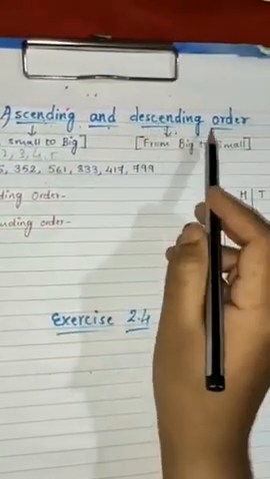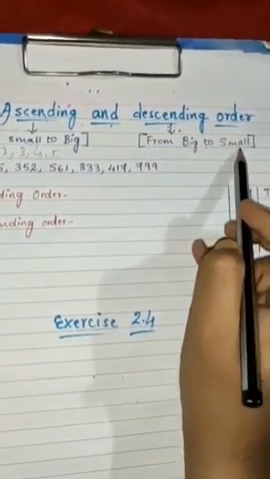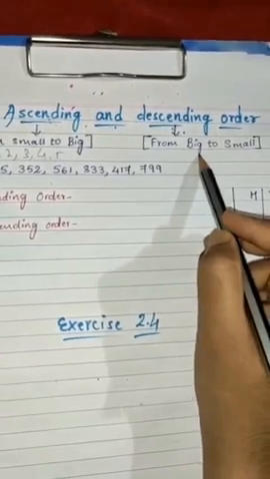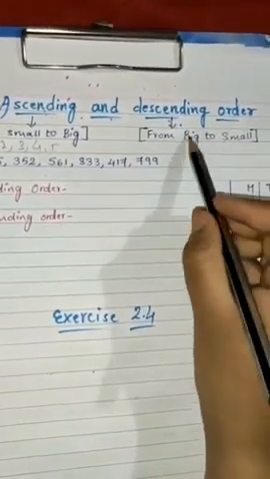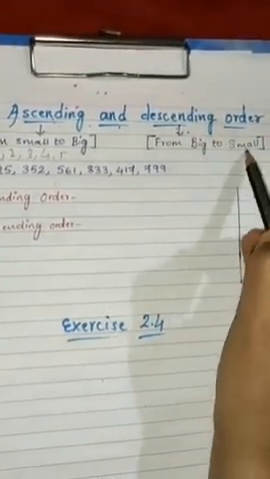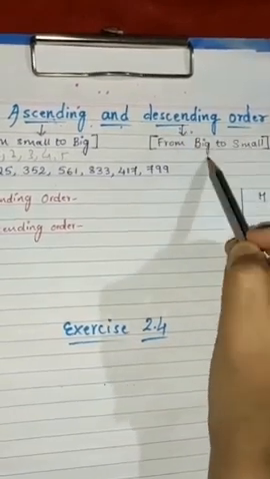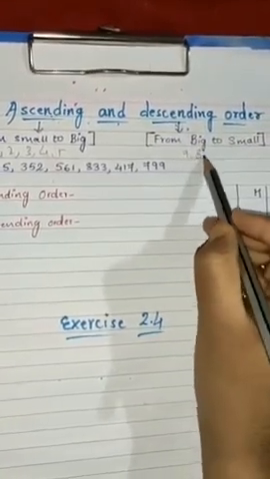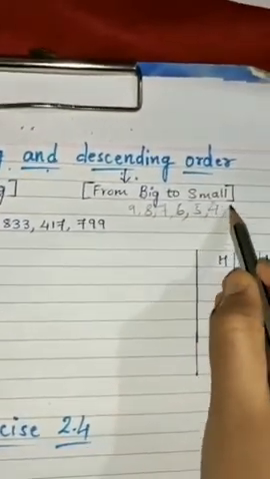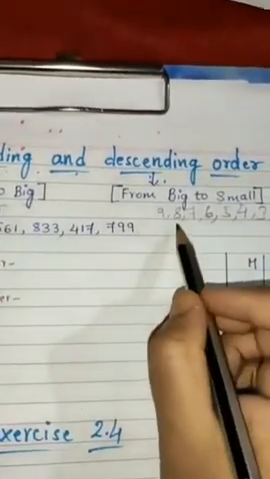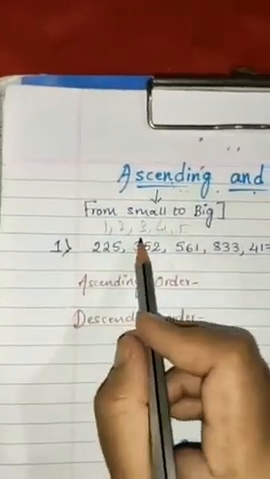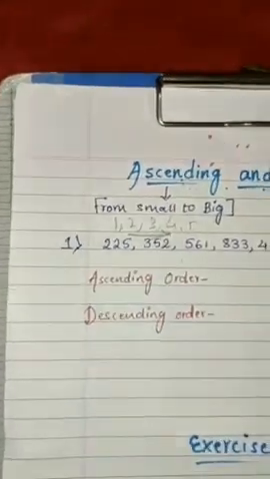So descending order means from big to small. When we write the numbers from bigger or the greater to the smaller, we call it the descending order. For example, 9, 8, 7, 6, 5, 4, 3, 2, 1. See here, we are writing the numbers from biggest to the smallest, right? But here we are writing the numbers from smallest to the bigger one, right?